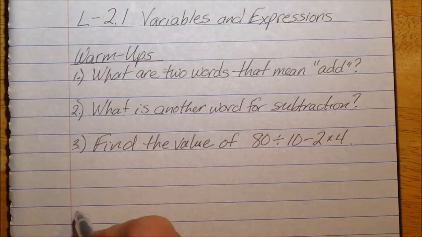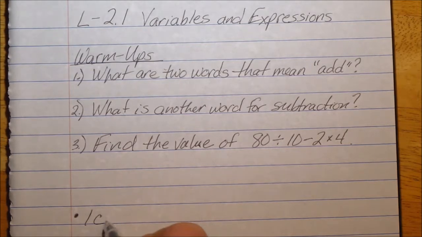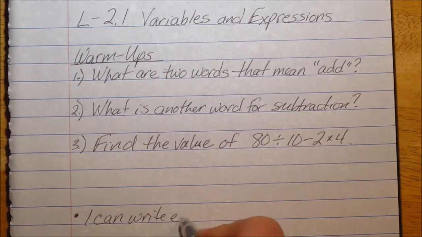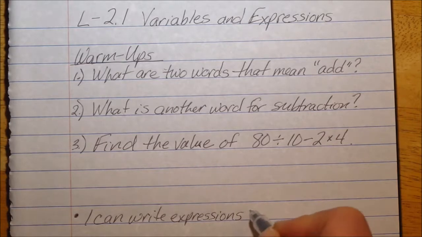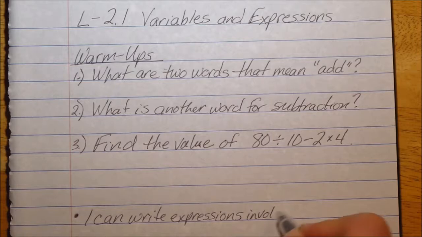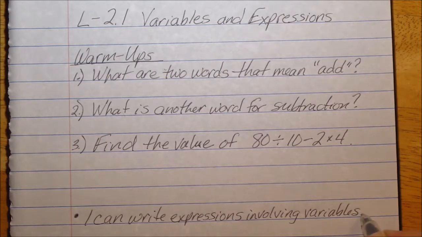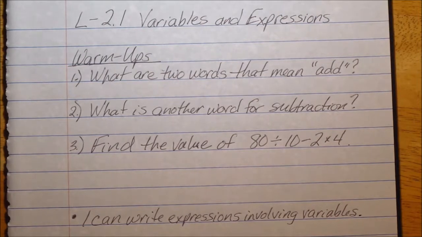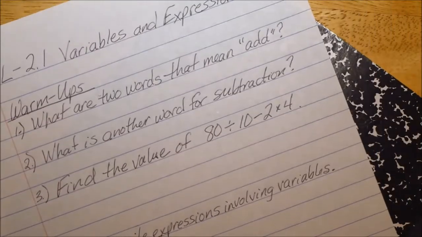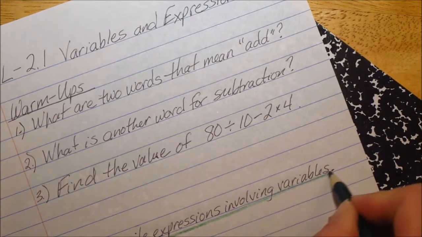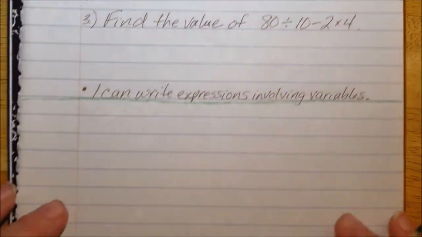We have an I can statement today of I can write expressions involving variables. This is a fairly simple, quick lesson where we're mostly just kind of introducing some new vocabulary to you. So I'm going to put my green line here, my dark green pencil, and get ready to put in some notes.